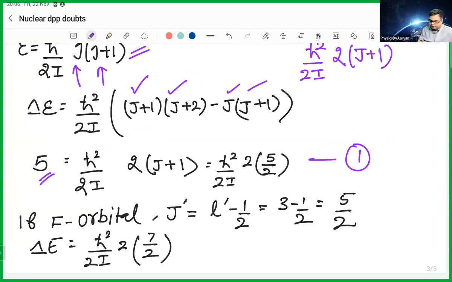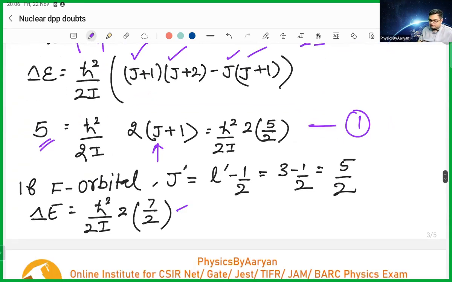So now I will put 5 by 2 here. Initially, I put 3 by 2 here. Now I will put 5 by 2 here, so then it will become 7 by 2. And this is something I need to find. In the first case, it was given. It was 5. But now I don't know. I need to find this.